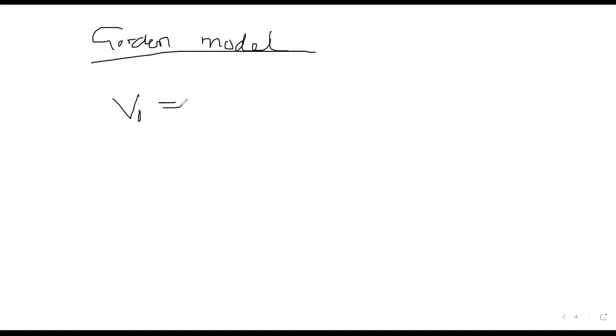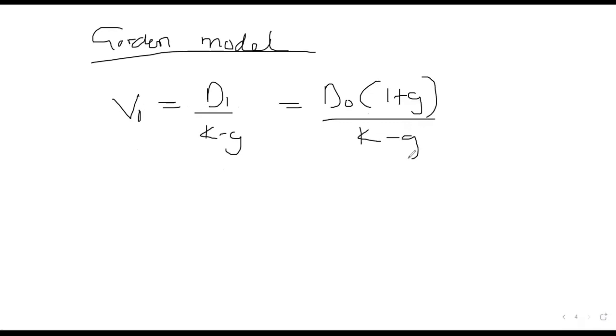So we also have what is called Gordon's model, which helps us calculate the value of the dividends if we are given a constant growth, which increases at a constant rate thereafter or forever. It is simply D1 over K minus G. So we know that D1 is the same as D0, 1 plus growth, over K minus G. We know K is what? The discount rate, G is the growth rate.